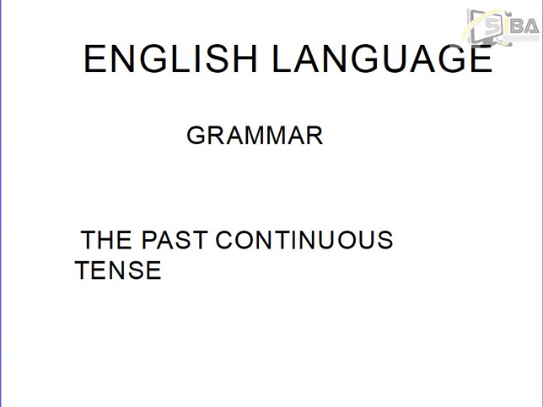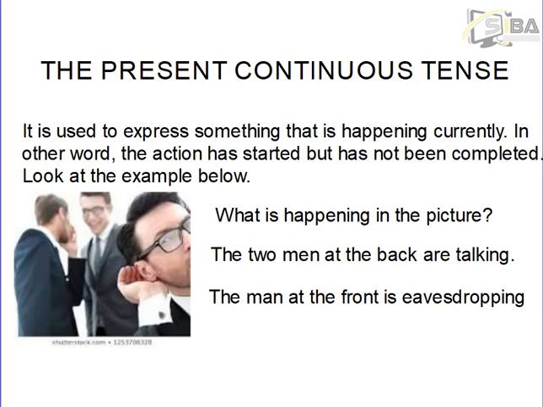Today we have a grammar lesson and we're looking at the past continuous tense. Now before we look at the past continuous tense, let's do a little review lesson on the present continuous tense. I would say that it is used to express something that is happening currently. In other words, the action has started but has not been completed. The action has started, the thing we're talking about has started, but it has not yet been completed.